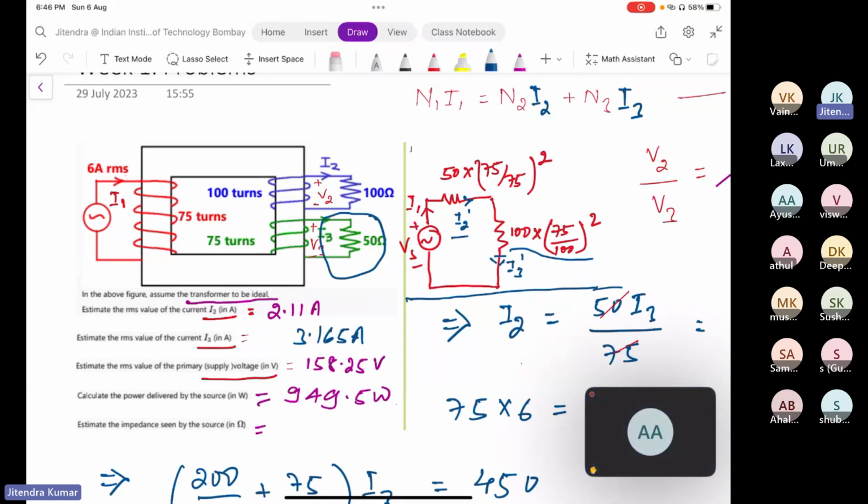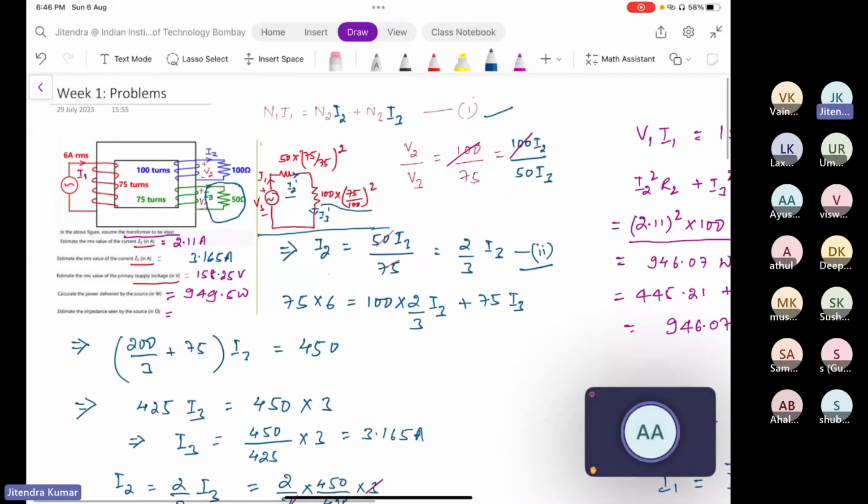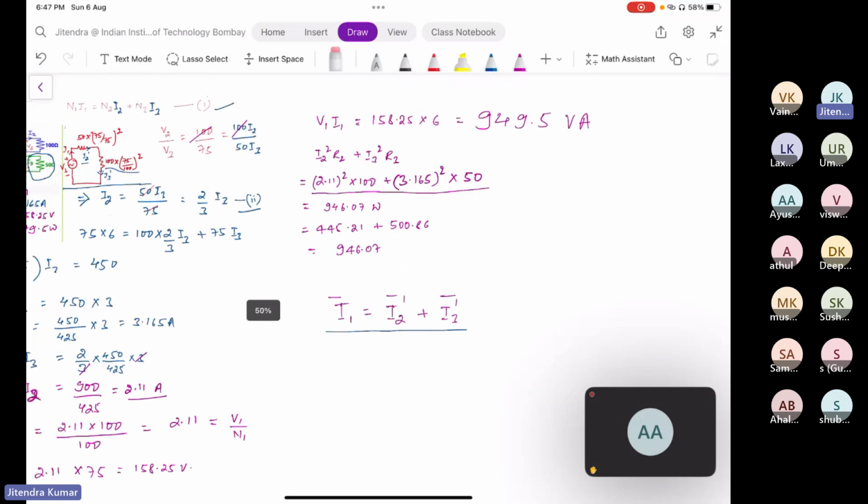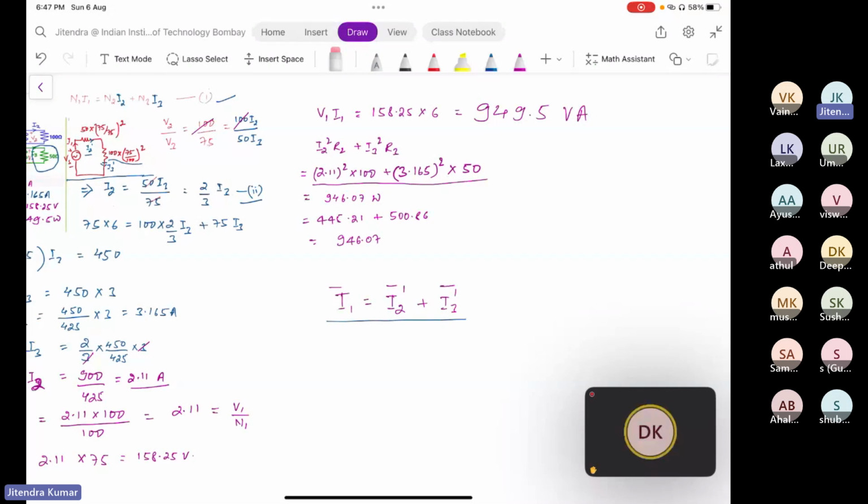Okay, so basically, what are you saying? You are saying this statement, right? Yes, sir. So, Sir, Deepak, this is correct. I have calculated this relationship, and this is going to be correct.